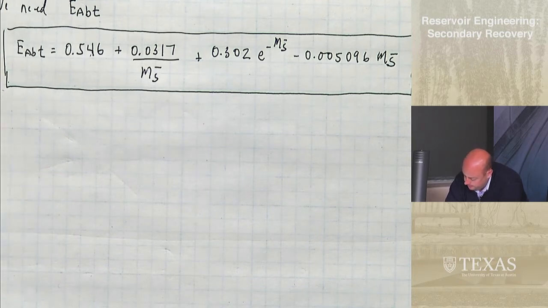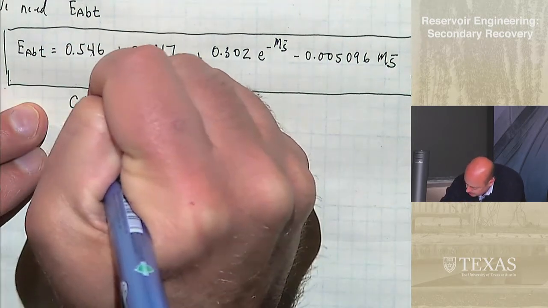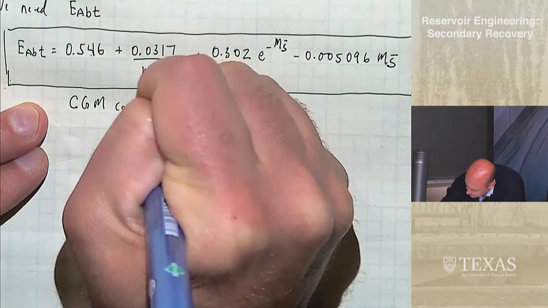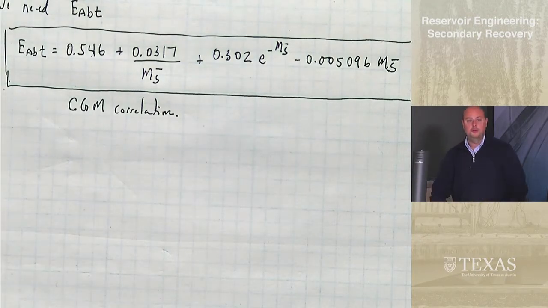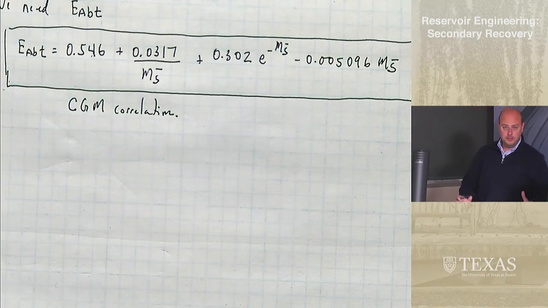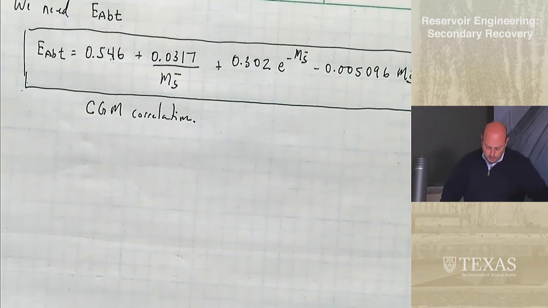So that's the areal sweep efficiency at breakthrough. This is called the CGM correlation, or the Craig-Geffen-Morse correlation. It was developed by them. They did some experiments, they fit a curve to it, and this fit the curve pretty good.